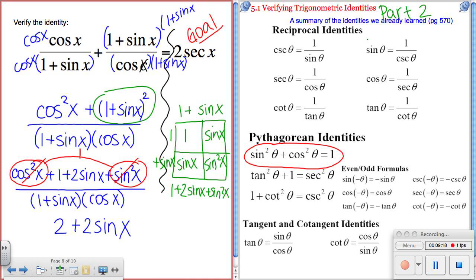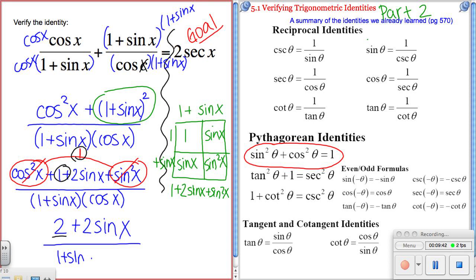Remember to have your highlighter ready and highlight where you get lost. I took sine squared and cosine squared and turned it into 1, and then I added 1 plus 1, and that's where that 2 came from. Now, that whole thing is still all over 1 plus sine x over cosine x.